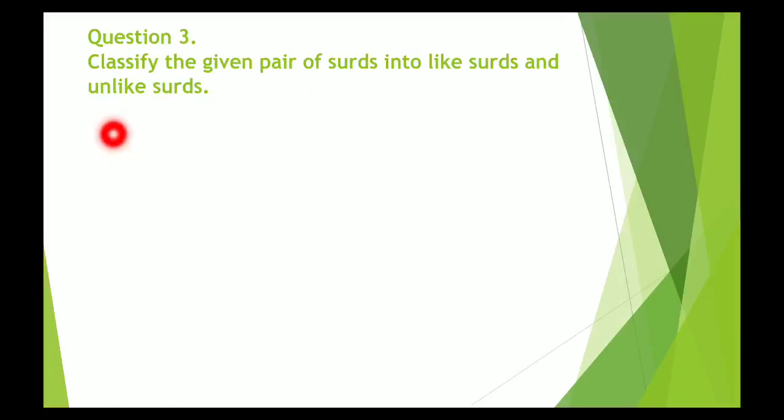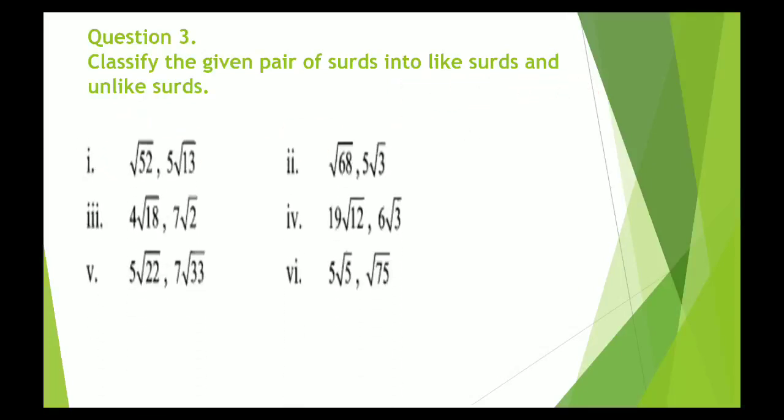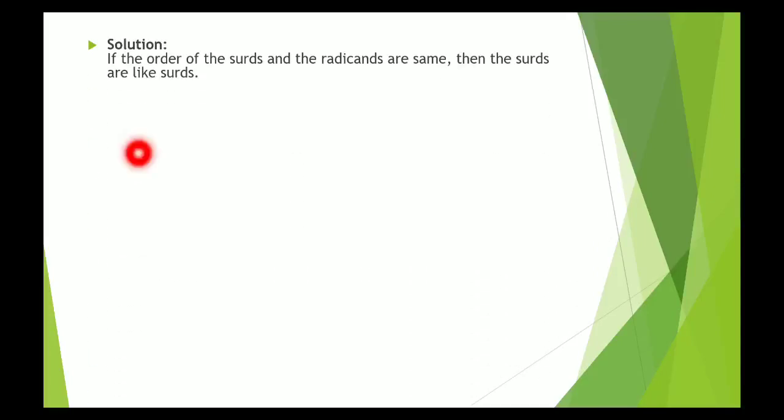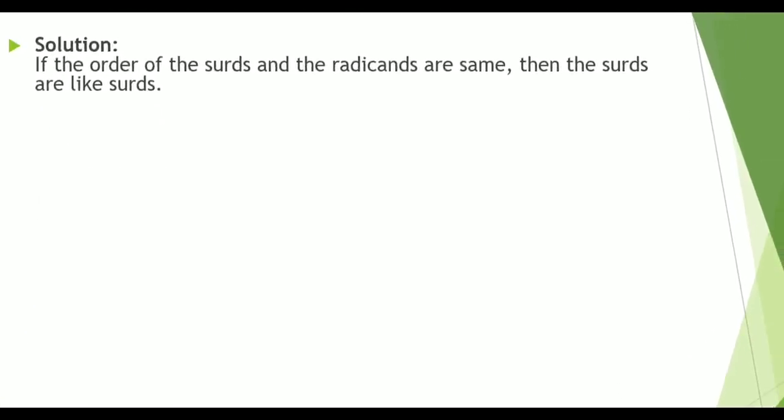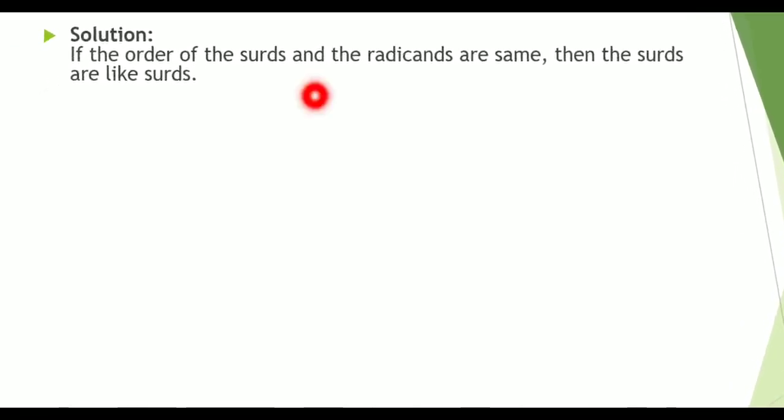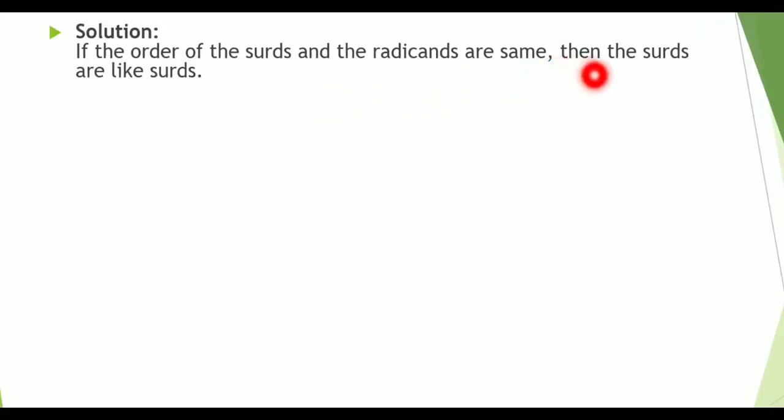Now question number 3. Classify the given pair of surds into like and unlike surds. Questions are given. Now let us see what like surds are. When do we say they are like surds? If the order of the surds and the radicand are the same, then the surds are like surds.